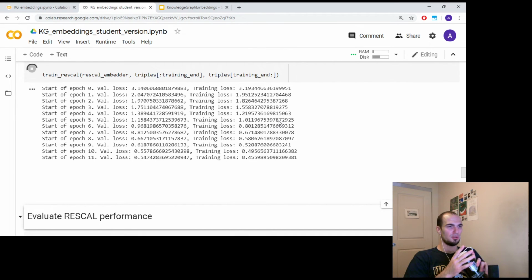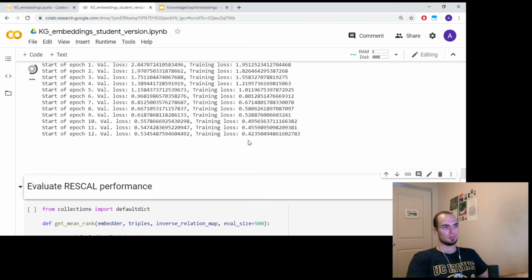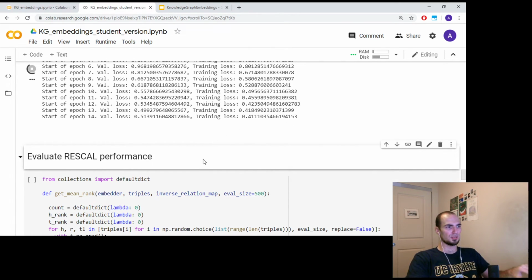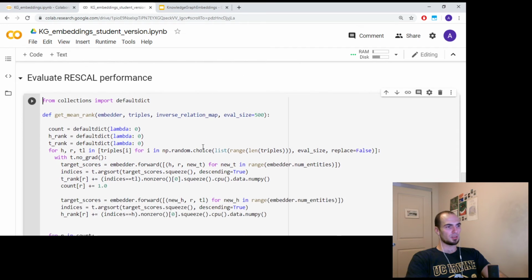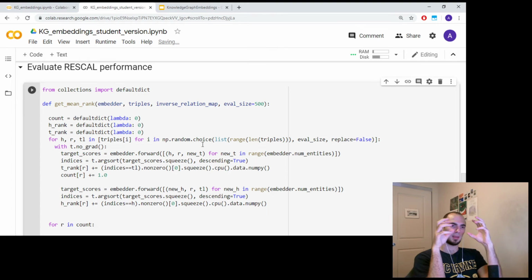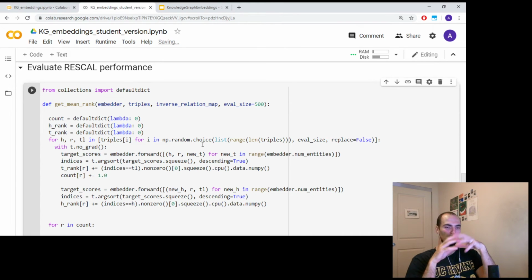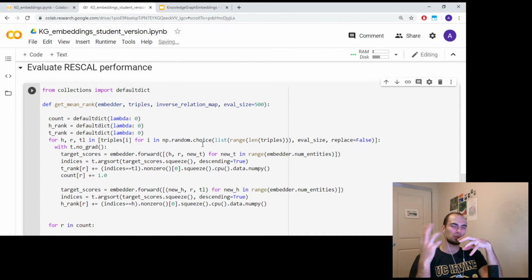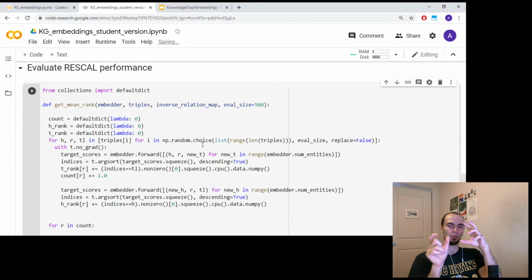What is left is to evaluate the Rescal in some more meaningful way than just looking at the loss. One of the common metrics for evaluation is the mean rank. Imagine you have a triple where the head is known, the relation is known, but the tail is not known. Now you're scoring all the possible triples according to your score, and you're looking for the rank of the correct tail in your scored list.